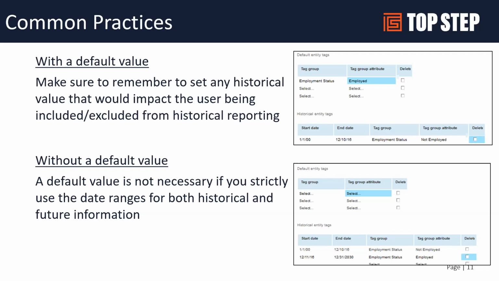So we could either represent that by having the employed attribute set as a default and not having the historical tag value, or we could just get rid of using defaults altogether and just say, here's my employment date. It's 12/11 through 16. And then if we want, we can go ahead and push that date so far out in the future that it's going to definitely fall within any of our likely reporting timeframes.